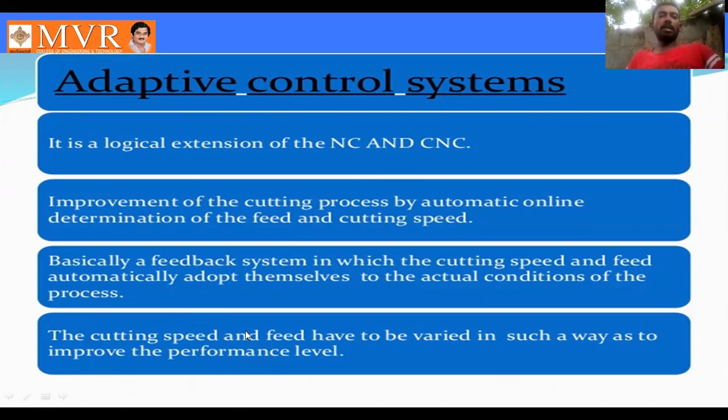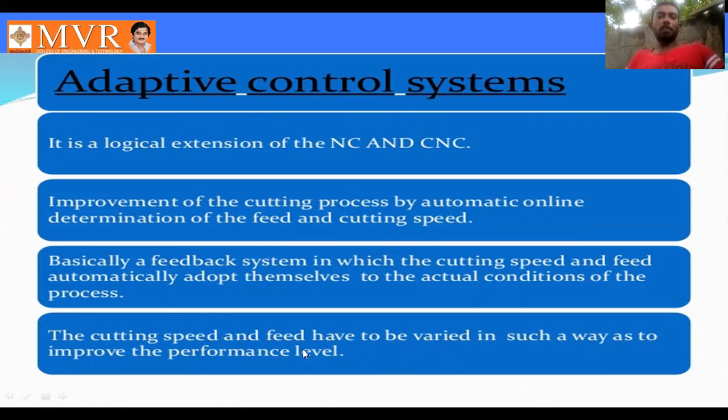Cutting speed and feed have to be varied in such a way as to improve the performance level, because they improve the performance level.